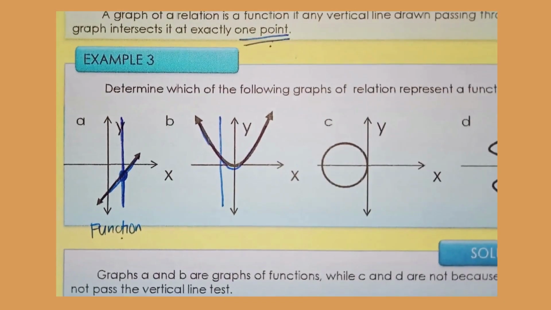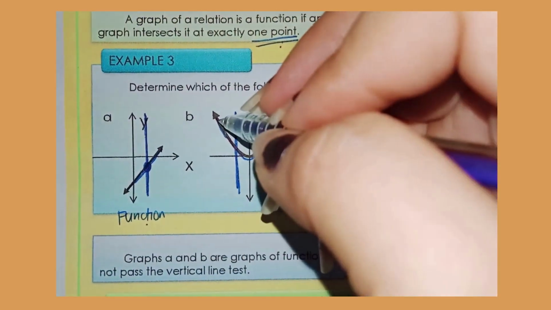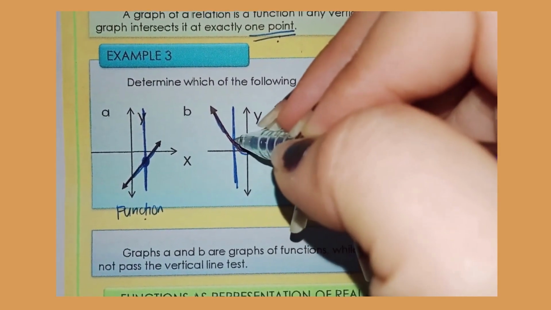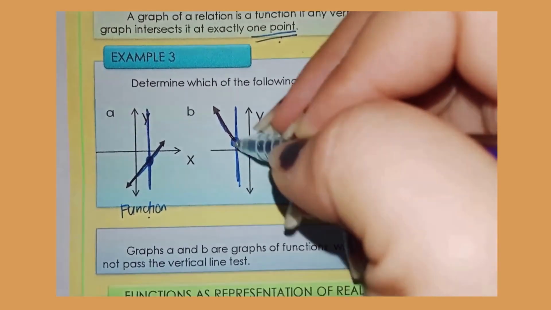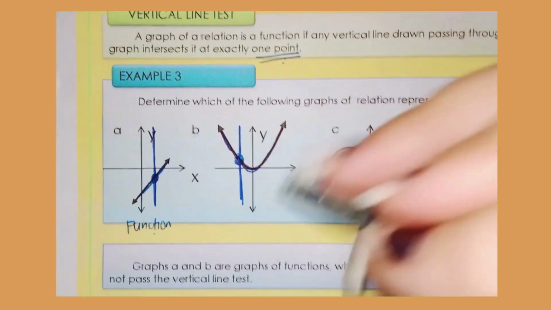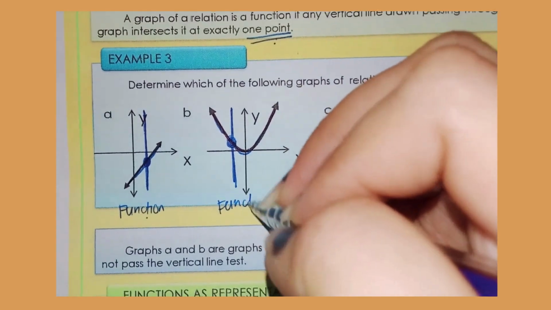Example, letter B. Nagdraw ulit ako ng vertical line. And then, ito yung graph natin. Kung mapapansin nyo, nag-meet sila sa isang point lang din. Dahil one point lang yan, ang tawag dito ay function.